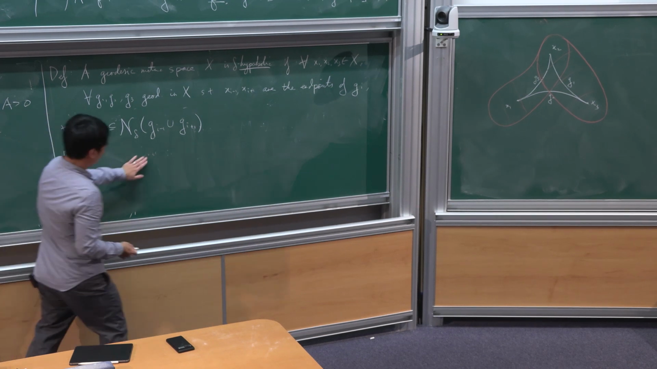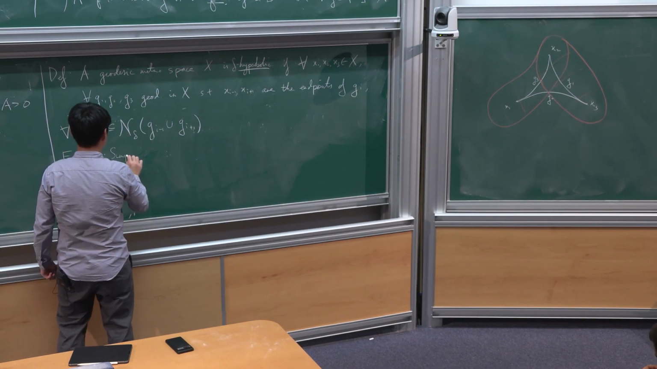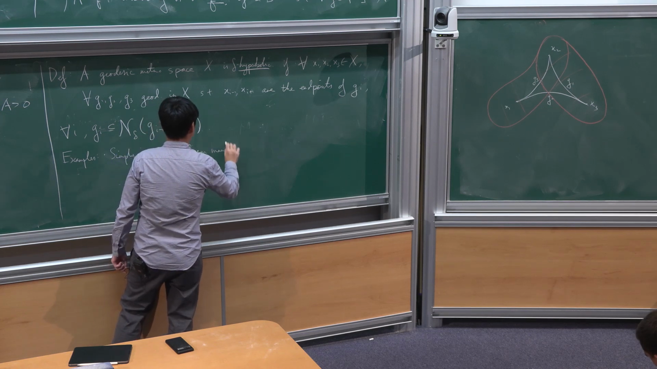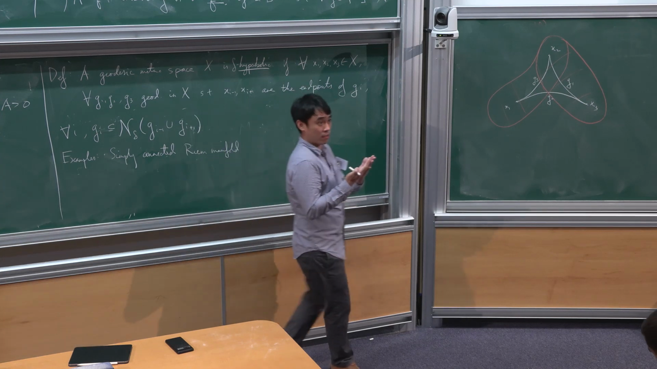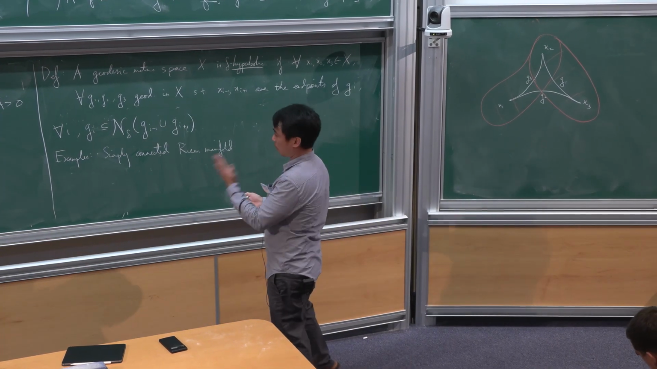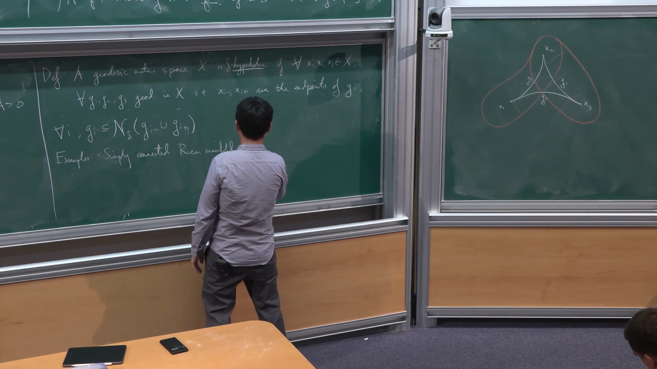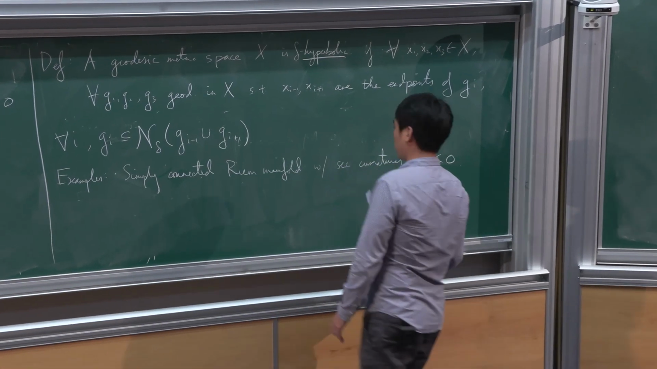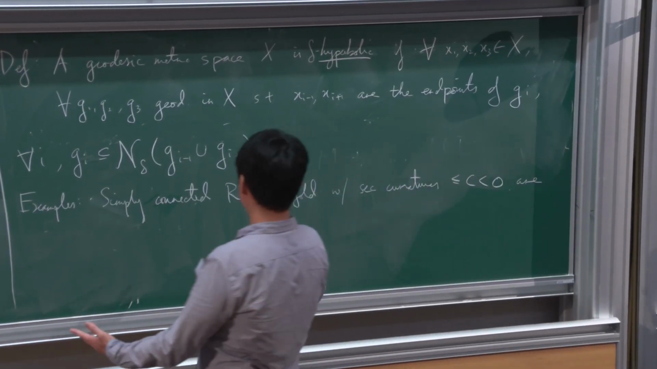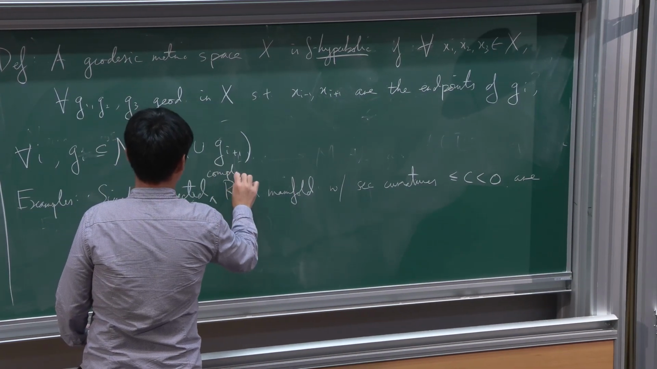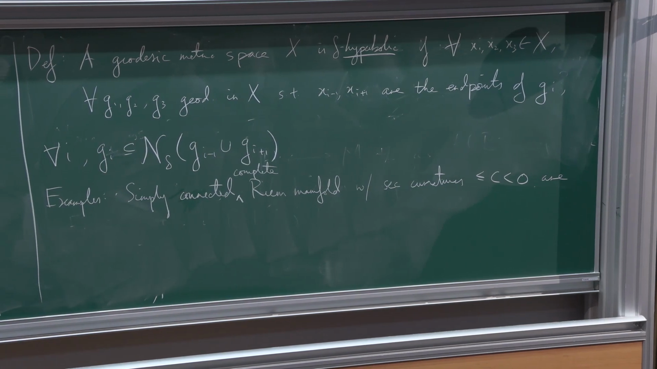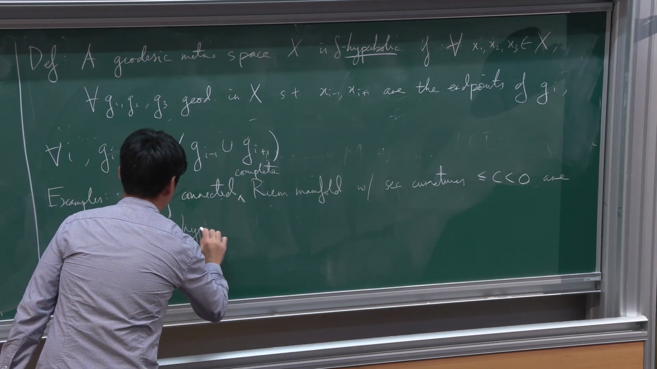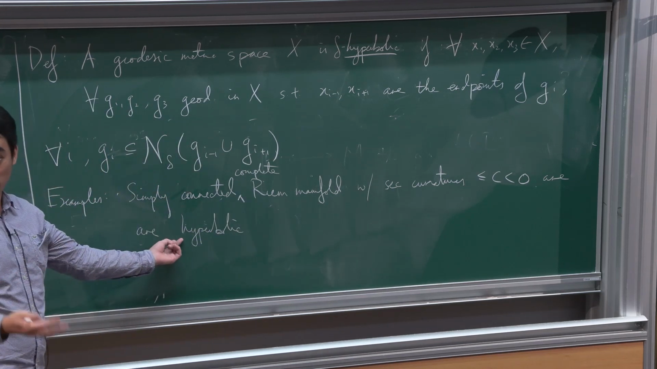So what are examples of these kinds of spaces? If you have a complete simply connected Riemannian manifold with sectional curvatures bounded above by some negative number, so negatively curved Hadamard manifolds with sectional curvatures bounded away from 0, these are delta hyperbolic. So when I write hyperbolic, I mean delta hyperbolic for some delta.